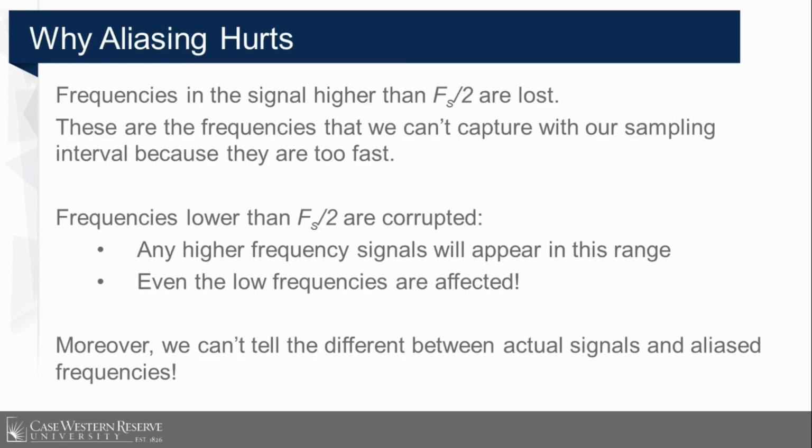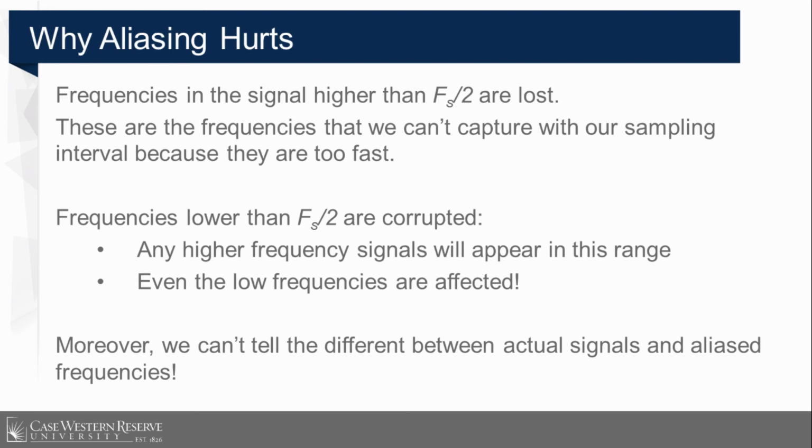All right, so aliasing is painful. So we've seen that if we have frequencies in our signal that are higher than Fs/2, these frequencies will be completely lost. So we can't capture these very high frequencies with our sampling interval because they're happening too quickly for our long sampling interval to be able to capture. All right, so any frequency that's higher than Fs/2 will just be completely misrepresented if we use a sampling interval that's too long.